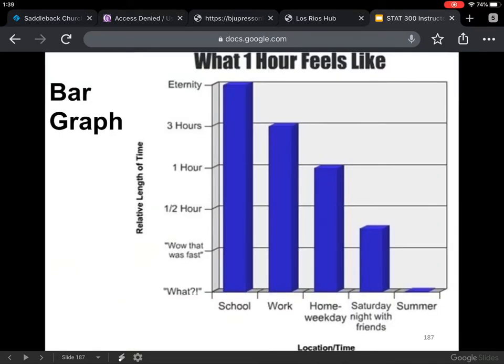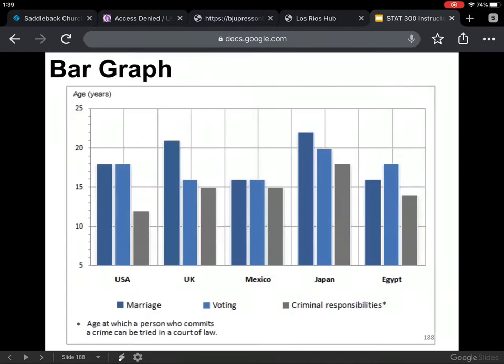Bar graphs. Bar graphs are usually used with categorical data types like this one. What 1 hour feels like in school, wow, really, really long. At work, it's a little bit shorter. Home on a weekday, shorter but not short enough. Saturday night with friends, really short. Summer, what? Where did it go? Right? So this is an example of a bar graph where you have frequencies along the y-axis, or you can have relative frequencies, and then along the horizontal you have categorical data points. That's what a bar graph is. And there's actually a difference between a bar graph and a histogram.